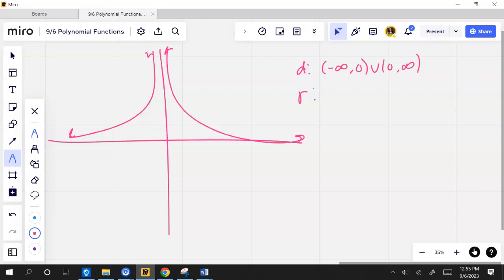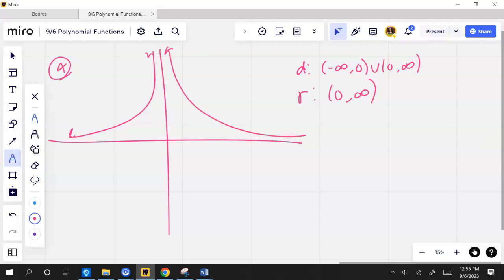The range is what? 0 to infinity. X-intercept? None. There is no x-intercept. This graph is never going to cross the x-axis. Woo, there you go. How about y-intercept? None. That's right. How about increasing intervals?